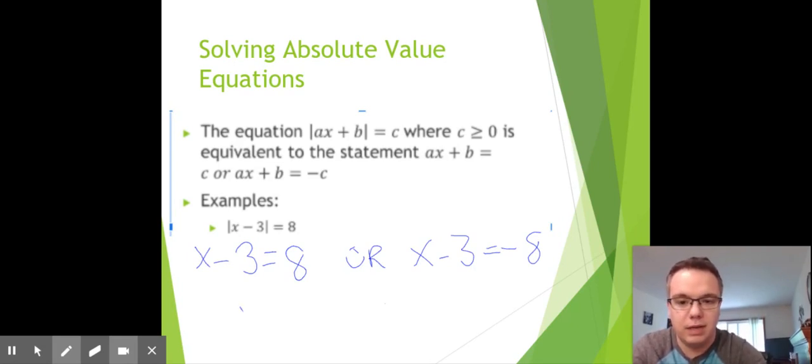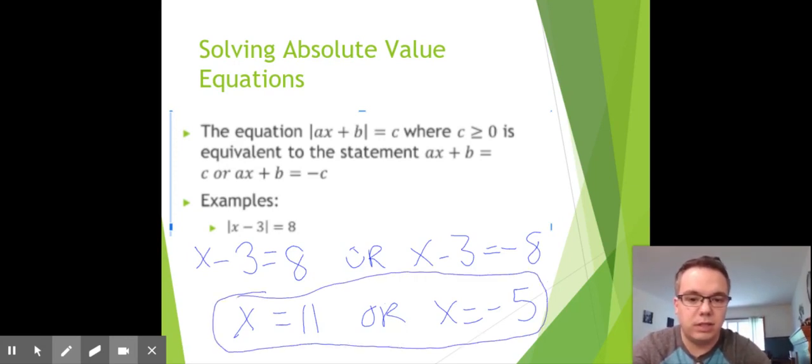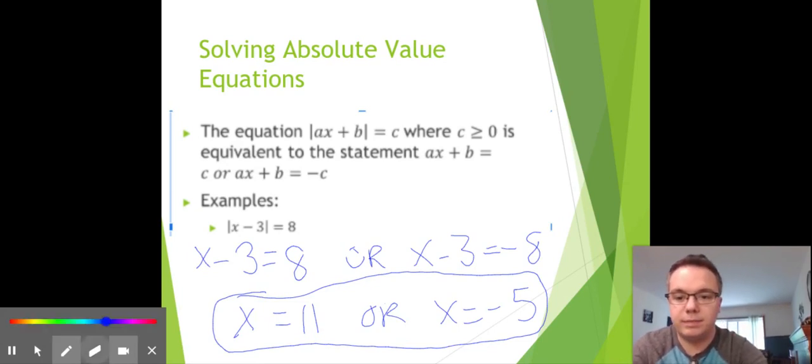If we add 3 here, we get x equals 11. Or if we add 3 to both sides on this side, we get x equals negative 5. If you put your negative first, it's not wrong. If you put your positive first, it's not wrong, as long as you have these two solutions. All right, so we have x equals 11 or x equals negative 5.